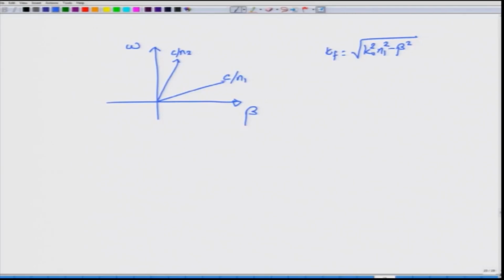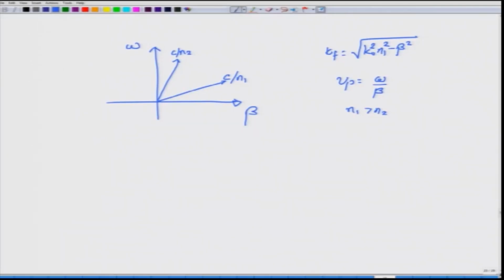So, what is the slope of c by n1 and c by n2? Remember that the phase velocity is given by the ratio of omega by beta, and for the modes propagating in the slab, if the material were only slab, then the phase velocity would be c by n1. If the material were only cladding, the slope would be c by n2, and of course n1 is greater than n2, therefore the slope of c by n1 is smaller compared to the slope of c by n2.